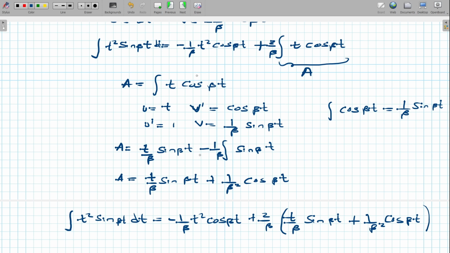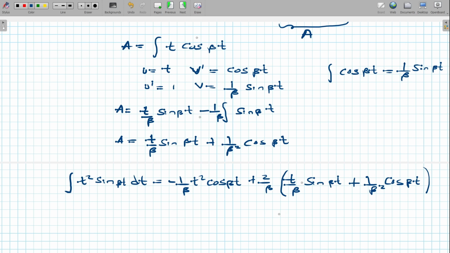And of course, I'm going to expect that you guys know how to multiply things, and from now, what follows is extremely easy. You just have to distribute this 2 divided by beta, and then see if you can simplify a few terms. Some terms might add, or some terms might subtract.